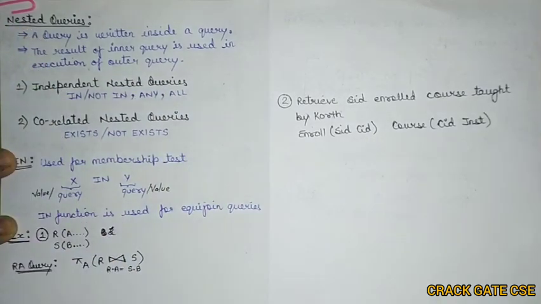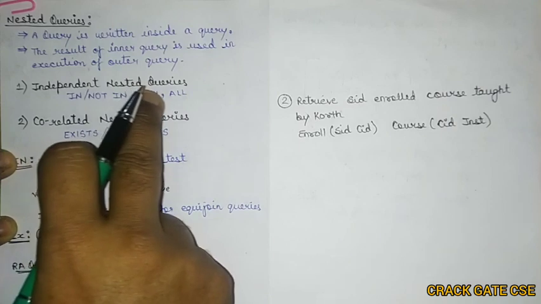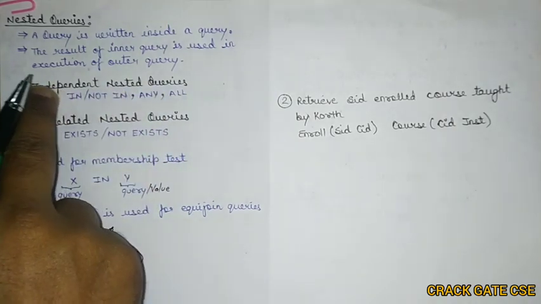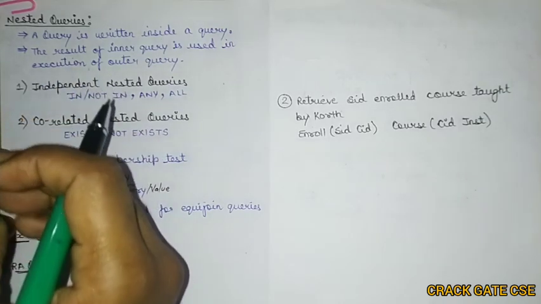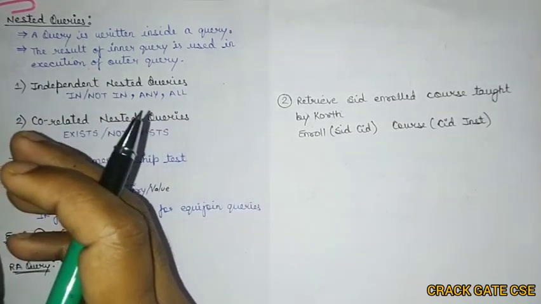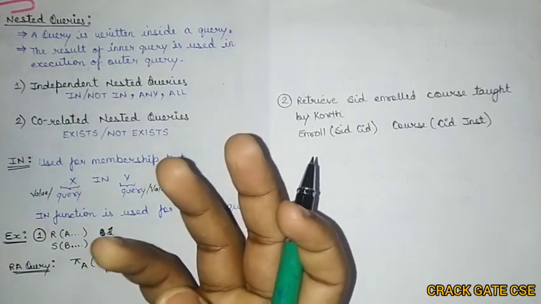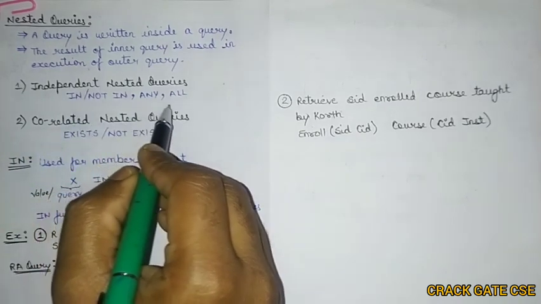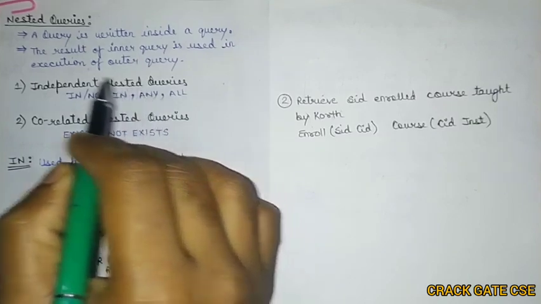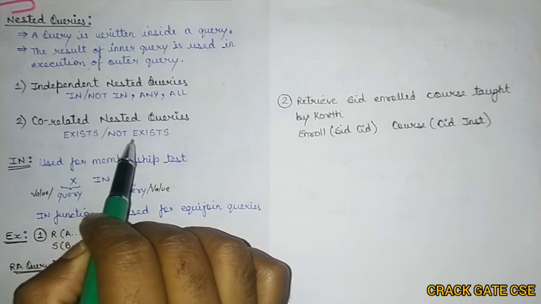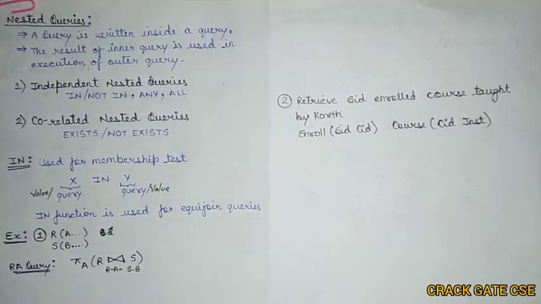So the nested queries are of two types. One is independent nested queries. Another one is correlated nested queries. Independent, as the name suggests, that it is independent. There should be no relation between those two queries, between the first query, inner query, or the outer query. So these are the functions, that is in, not in, any, all. So these are the functions that can be used in the independent nested queries, and exists, not exists, this is the function that can be used in the correlated nested queries.